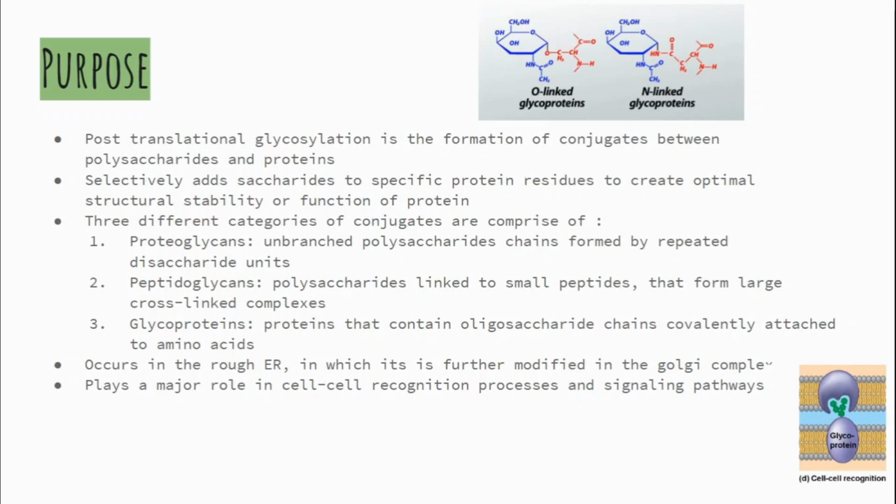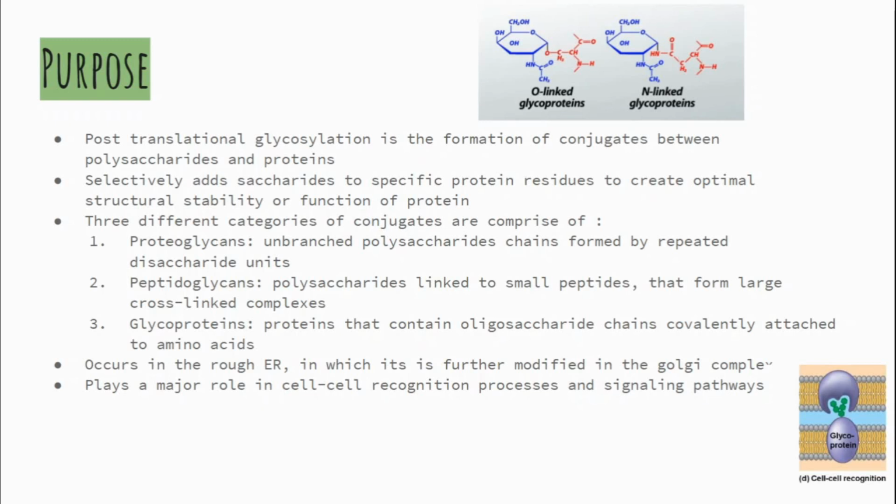There are three different categories of conjugates. The first one is the proteoglycan, which are unbranched polysaccharide chains formed by repeated disaccharide units. Another one is the peptidoglycan, which are polysaccharides linked to small peptides that form large cross-linked complexes. The last one is probably the most common one, and that is the glycoprotein, which are proteins that contain oligosaccharide chains covalently attached to amino acids.